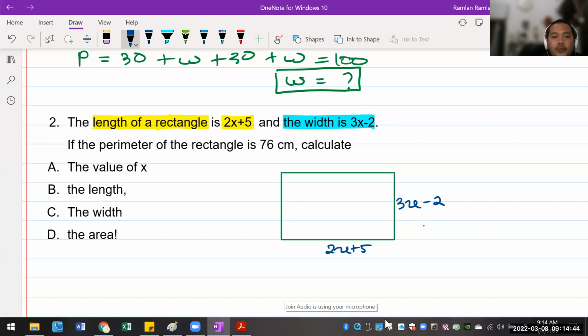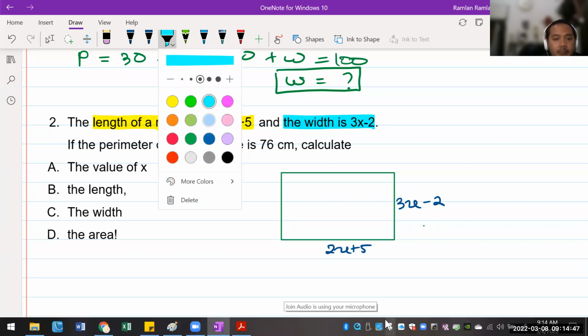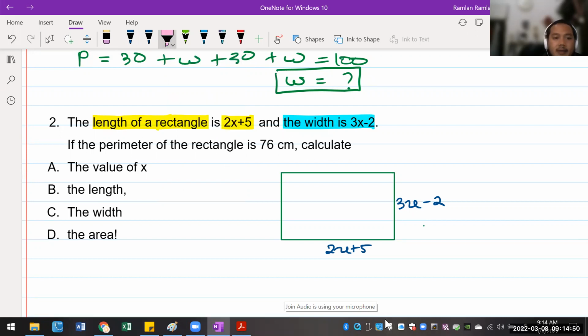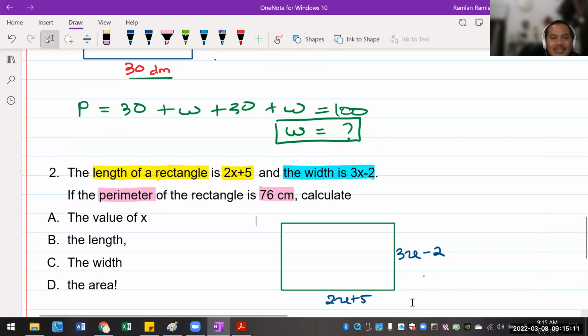Okay, and then we have the perimeter is 76, so you're doing the same exact thing. Perimeter is 76. So the first thing you need to do is to write an equation, right? Write an equation on how that 2x plus 5 and 3x minus 2 is connected with the 76. So basically, guys, you're doing the same exact thing as before. The only difference is that this one is 2x plus 5 and 3x minus 2. That's it, right? And then after that, you simplify the equation and then find the value of x.